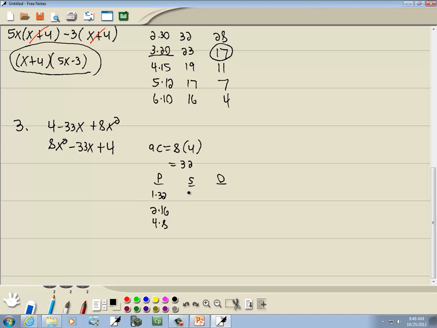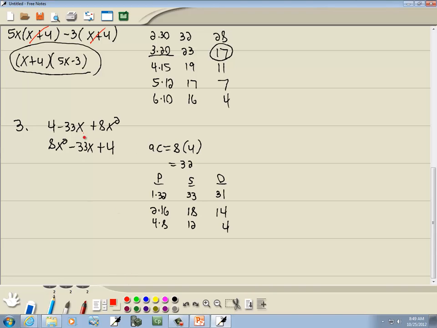S column, add these together. 1 plus 32 is 33. 2 plus 16 is 18. 4 plus 8 is 12. Difference column, subtract smaller from the larger. 32 minus 1 is 31. 16 minus 2 is 14. 8 minus 4 is 4.